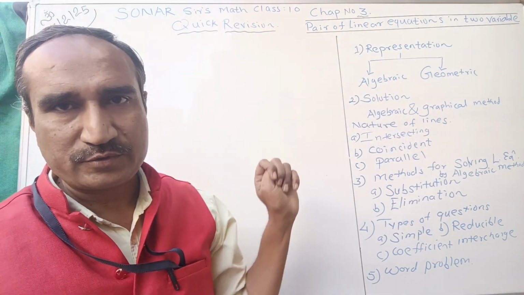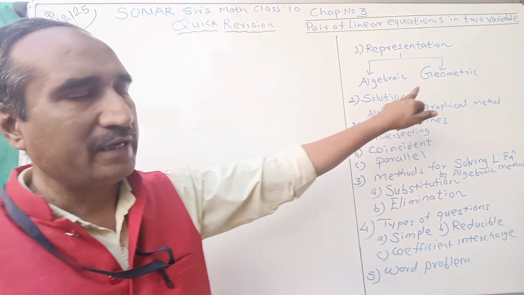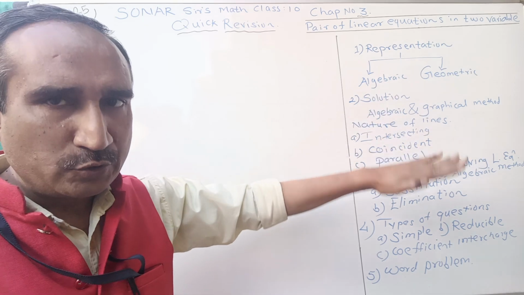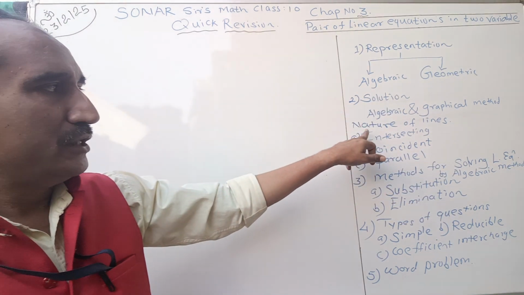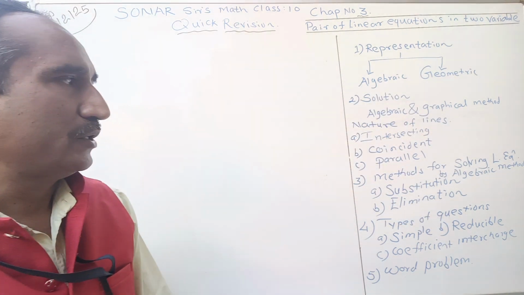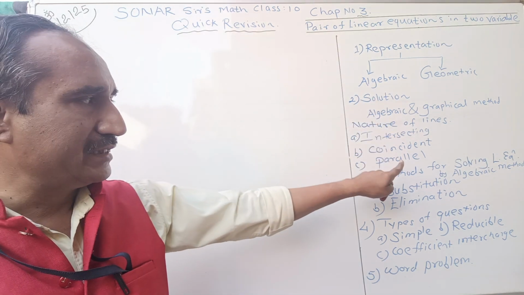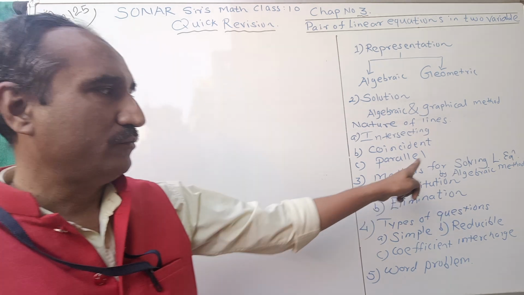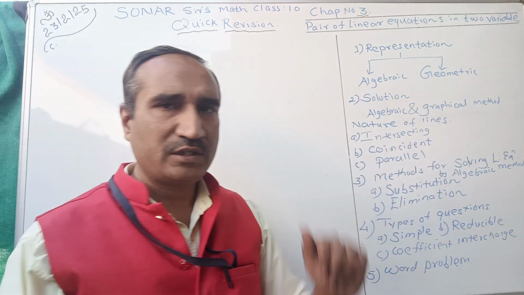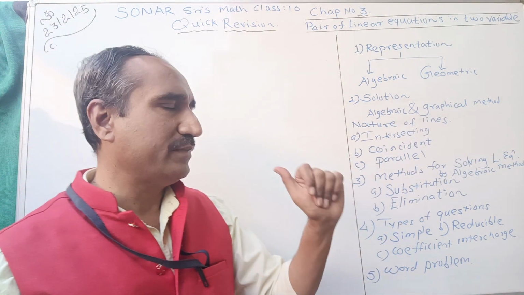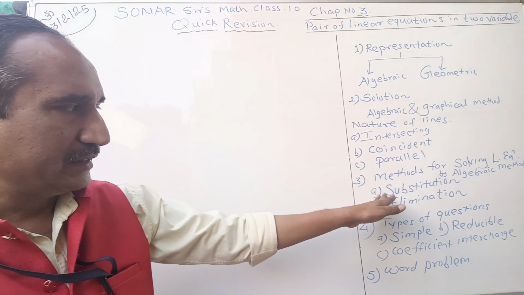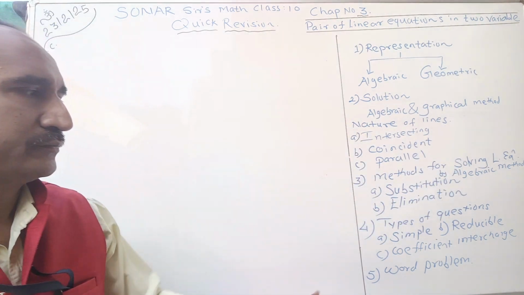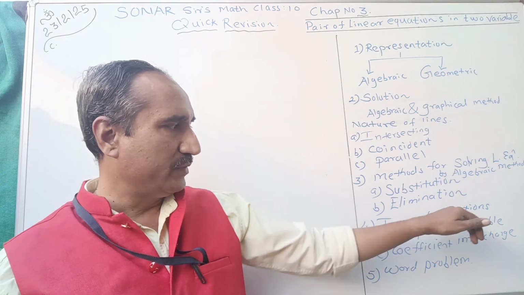There are two types of solutions, algebraic and graphical method. In algebraic method, there are two more sub methods. The nature of lines, we will discuss the intersecting, coincident and parallel lines. We'll discuss the method for solving the linear equation by algebraic methods. So in that we'll discuss the substitution method and, second, the elimination method. The fourth is types of equations.